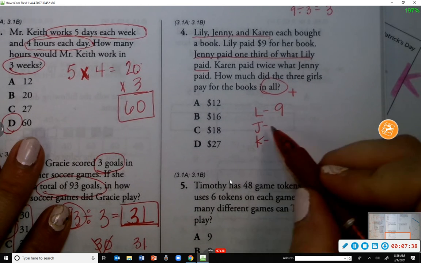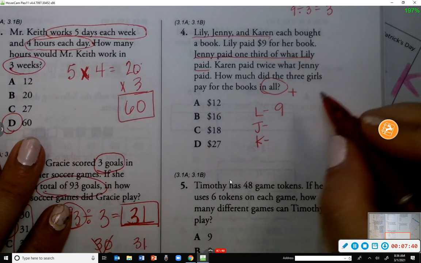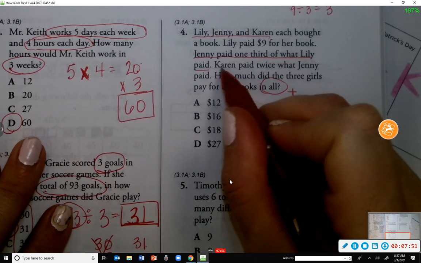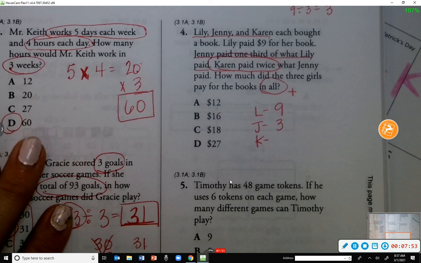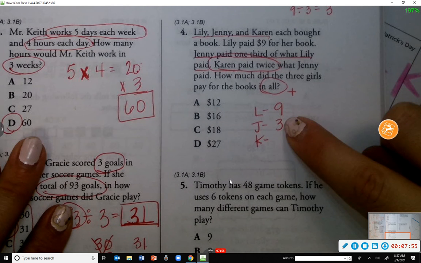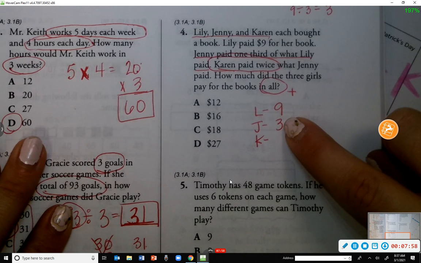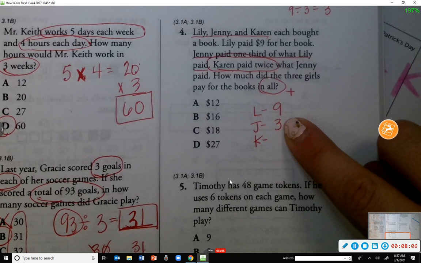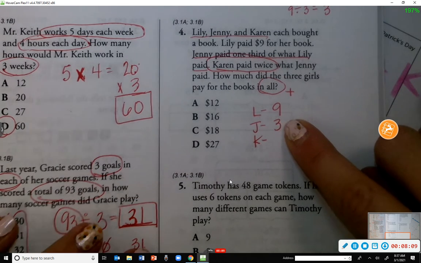So, Jenny would have paid $3 for her book because that's 1/3 of 9. Okay, is that where we got stuck on this one? Okay, and then Karen paid twice what Jenny paid. So here's Jenny. Twice. So if Karen paid twice that much, what would that mean? The same number twice. So 3 plus 3, 6.